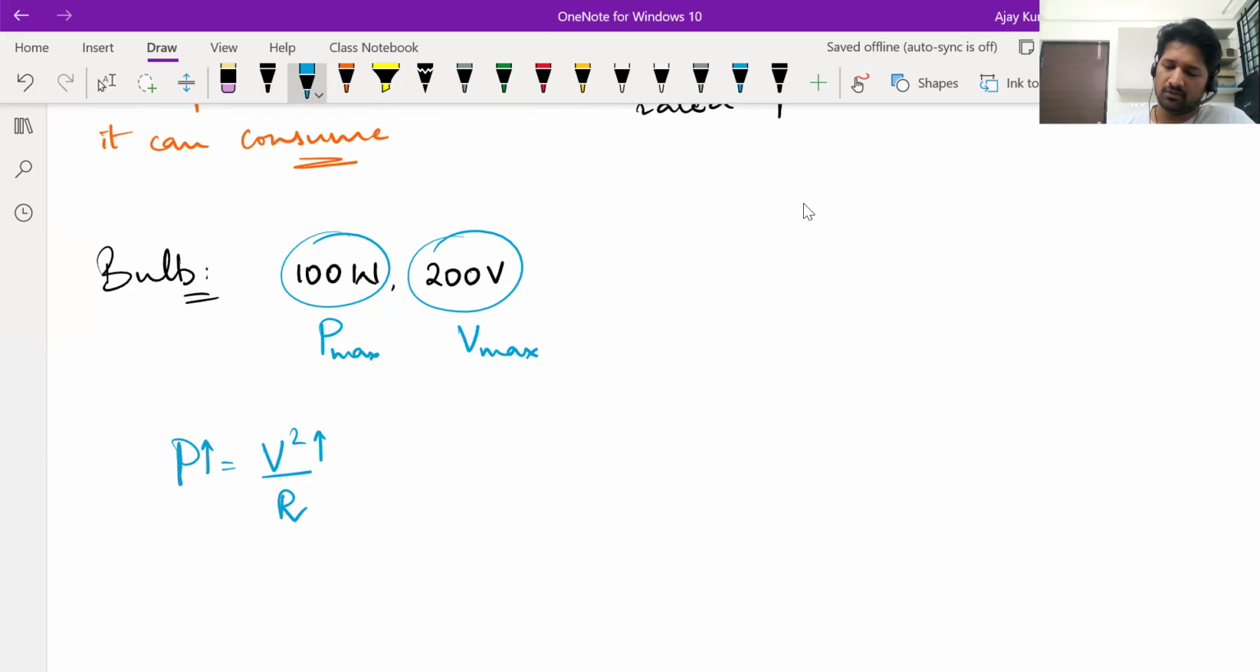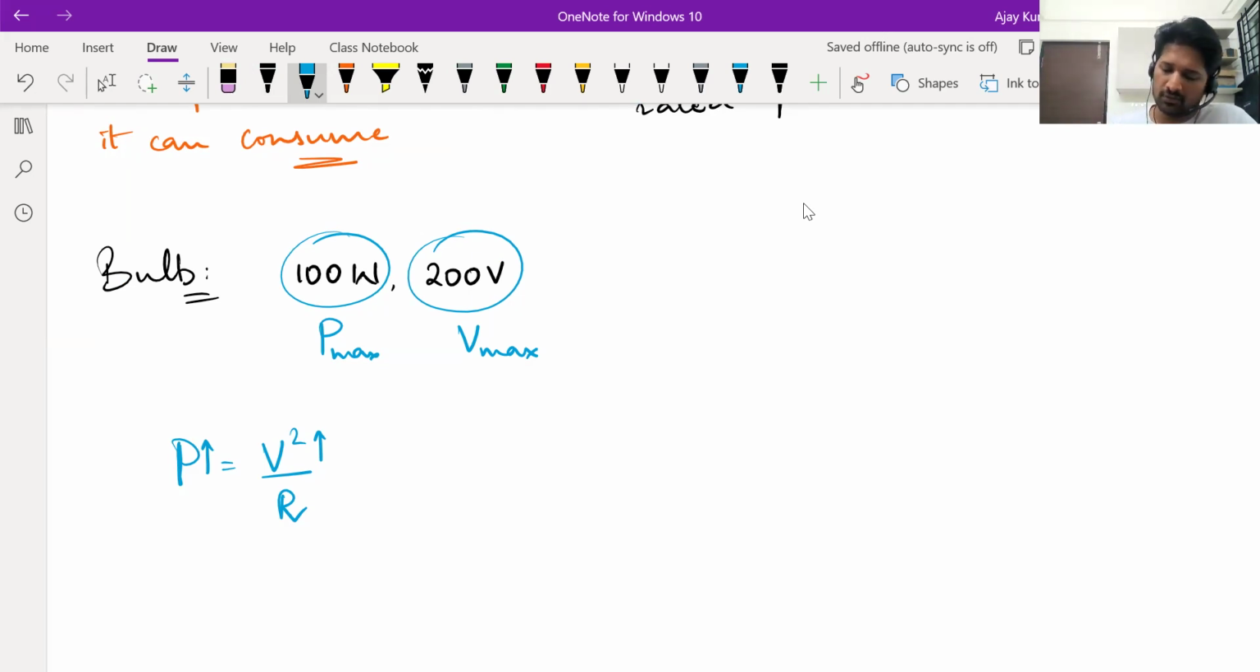So rated power is the maximum power it can consume. Rated voltage is the maximum voltage that you can apply. And you will see it consuming maximum power when the maximum voltage is applied. They are related that way.